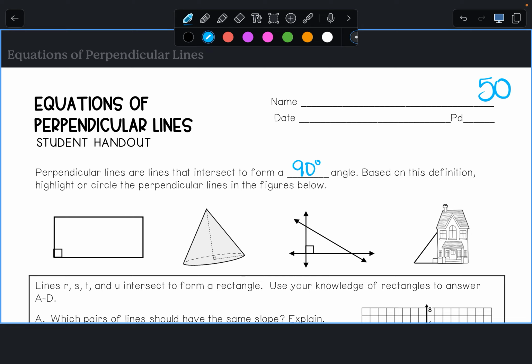Highlight or circle? Oh, okay. So, which ones are, or how do you know, how can you tell where your right angle is? There's a box. It's always marked by that little box. So here my perpendicular lines are these. So you can either highlight them or just make them a little thicker, darker, whatever.